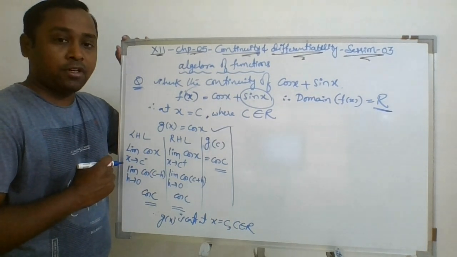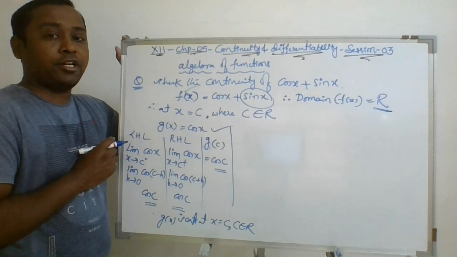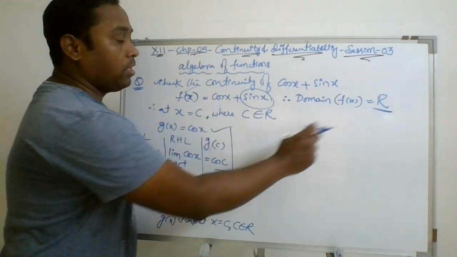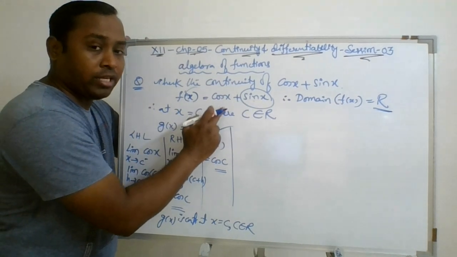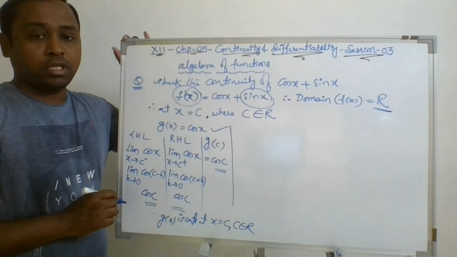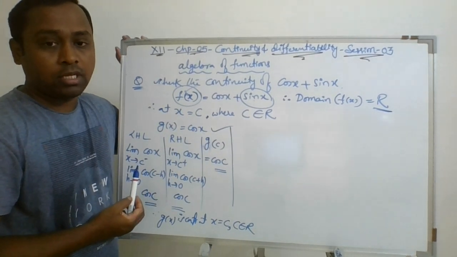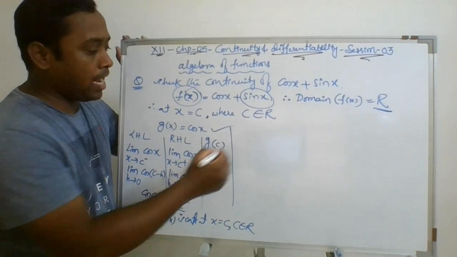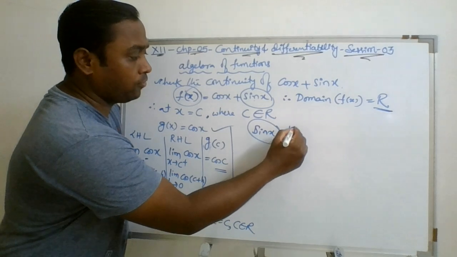So this is the concept of algebra of functions. When there is algebra of functions, plus, minus, multiplication and division, we check the continuity of the function just by inspecting the common domain first. Within the common domain, we check the continuity of each individual function. If each individual function is continuous, then only you can say the given function is continuous. If one of the functions is not continuous, you can say the given function is not continuous. So this is the concept of algebra of functions. I am leaving the continuity of the sin x function for you as homework.